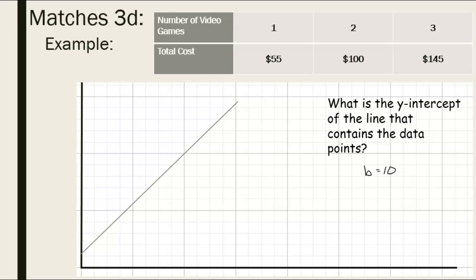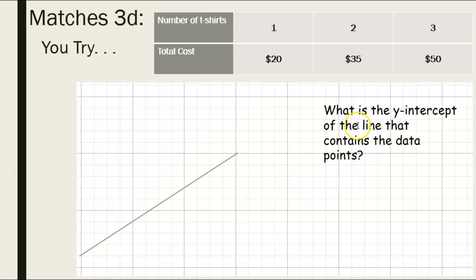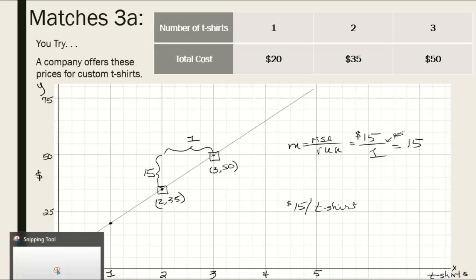So now I'd like for you guys to try it with this other line. Again, what is the y-intercept of the line that contains the data points? But we need to go back to our graph that has data on it. So there you go. I want you to get the y-intercept and do that now for me, please.